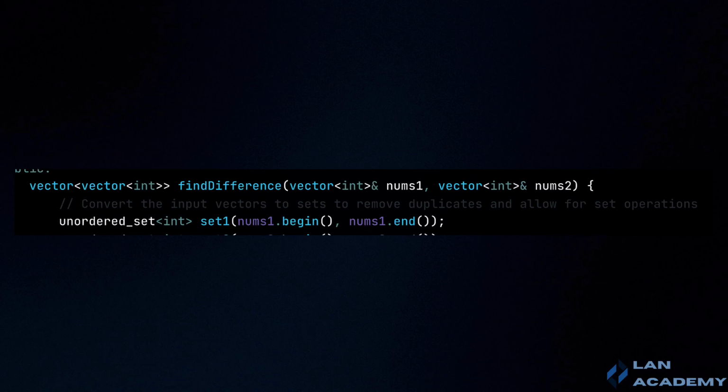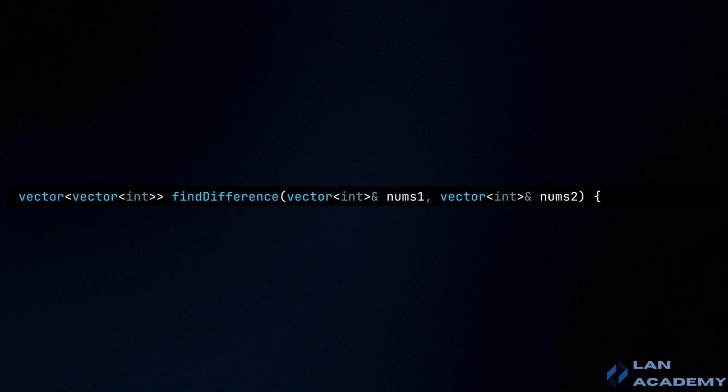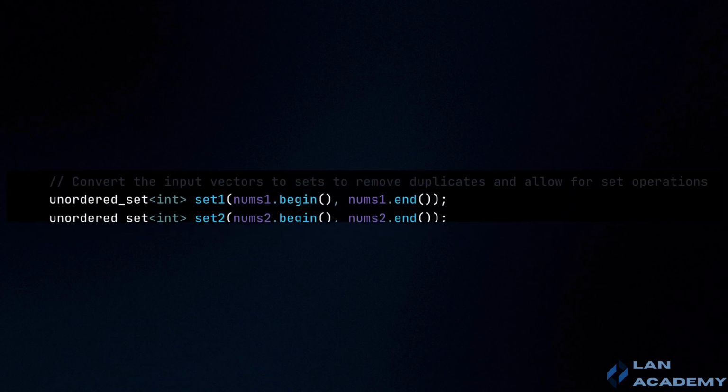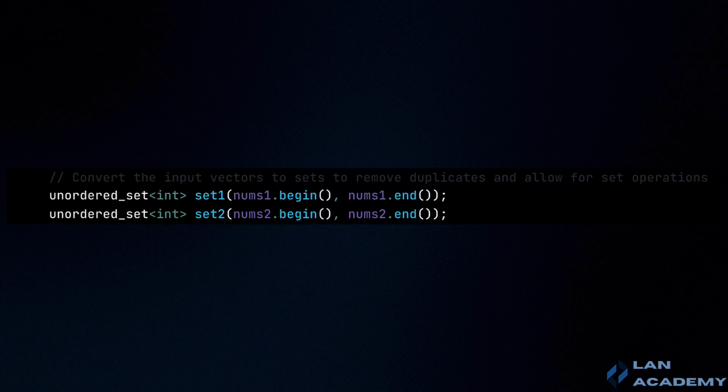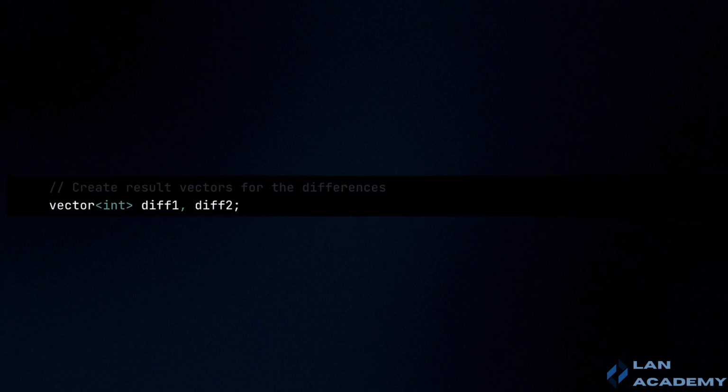I already have nums1 and nums2 declared as arrays, so I start off by converting these arrays to sets, in order to remove duplicates and allow for set operations. I store nums1 as a set in set1 and nums2 in set2. Next, I initialize two arrays diff1 and diff2, which will be used to store the elements that are unique to each array. Diff1 stores the unique elements of nums1 and diff2 stores the unique elements of nums2.